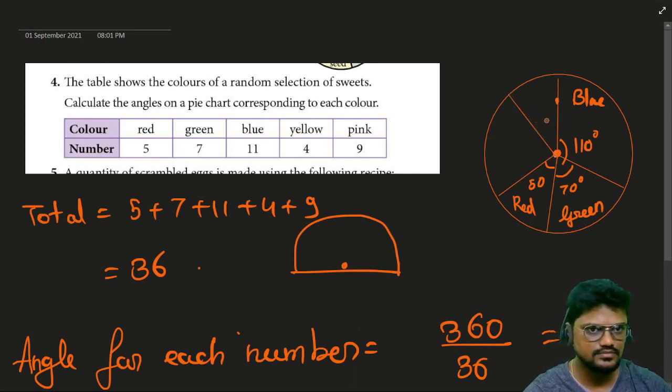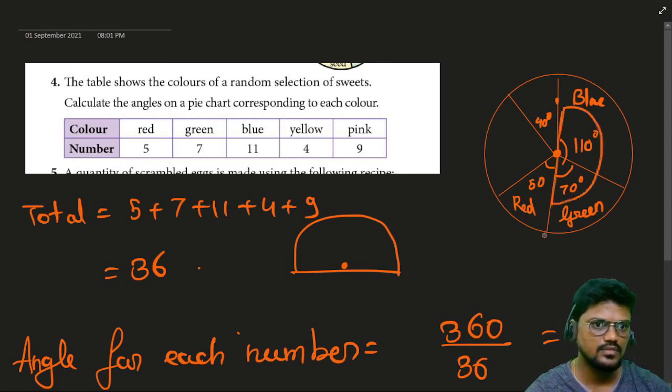I got the others. Can you explain how you get the 70 degrees for green? See, if you put the protractor like this, there will be 70 over here. Put a point and then join.